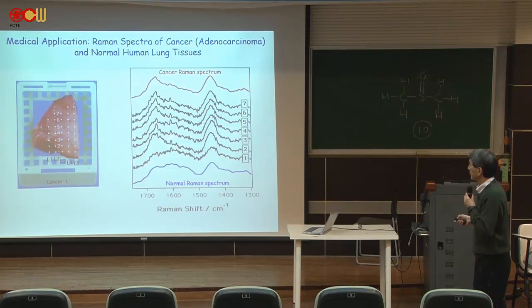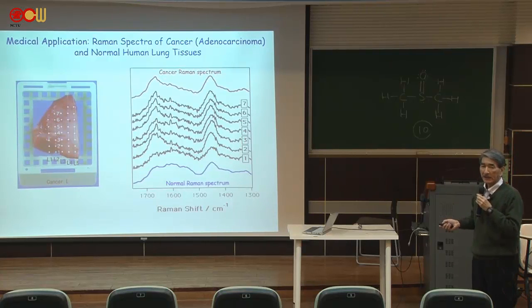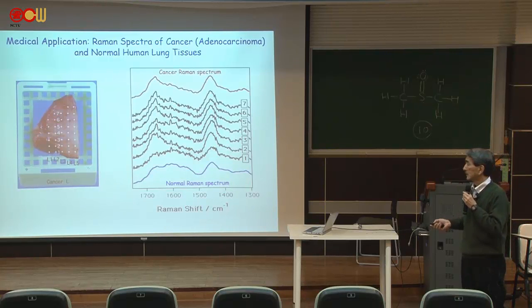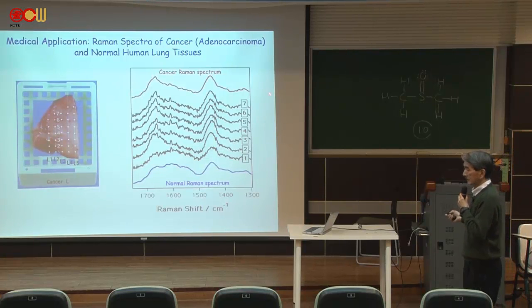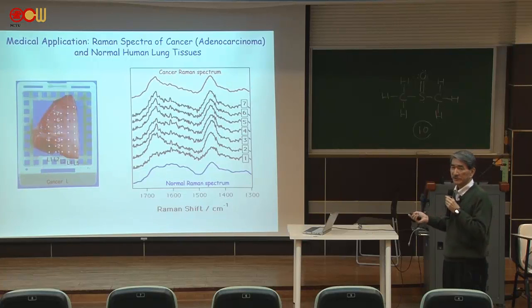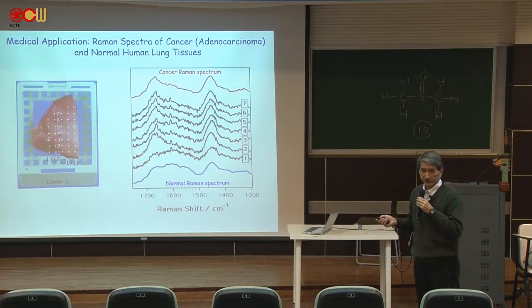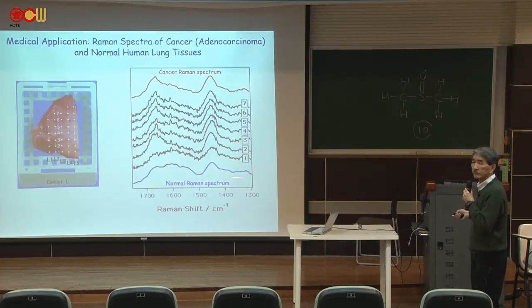Okay? And then here I show you the average spectrum of 300 to 400 samples of normal lung tissue. So the normal lung tissue has got this Raman spectrum. And here I show you the red one, which is the average of also 300 to 400 cancer tissues. So this is a standard spectrum from the cancer. So there is a difference between red and blue.